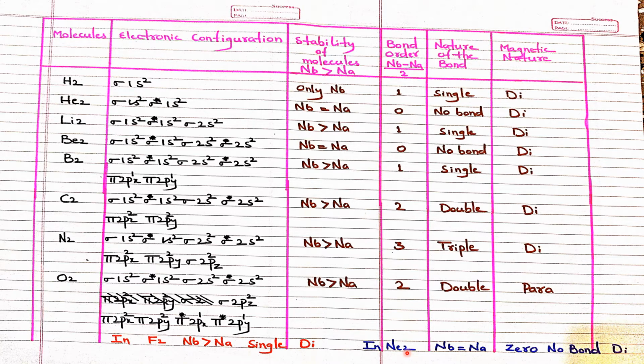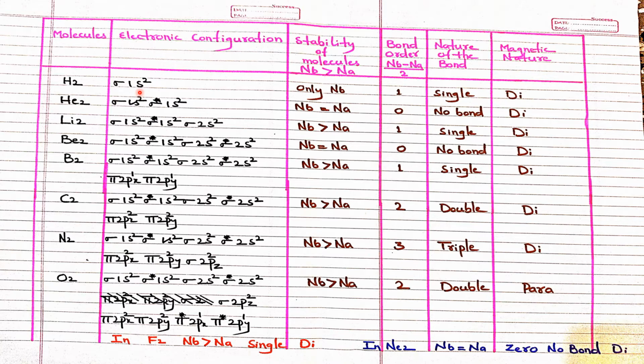Sigma 1s2. How is H2 formed? H2 is formed by the combination of two H atoms, one atomic orbital of hydrogen and the other atomic orbital of hydrogen. Together they combine and form the H2 molecule. One H comes with one electron and the other H comes with one more electron. Totally we have two electrons. So in the H2 molecule there are two electrons. Where are they? They are in sigma 1s2.